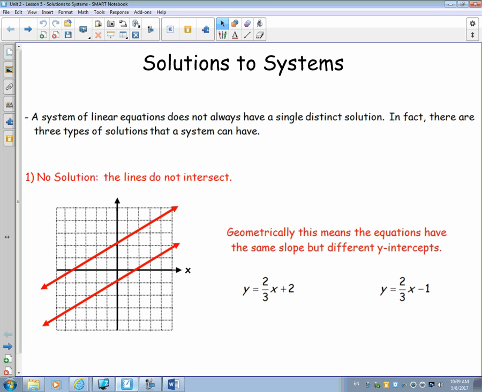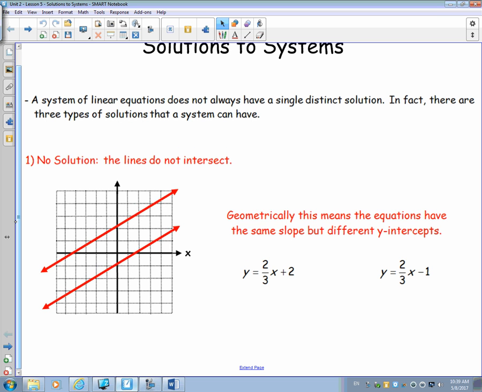Number one, there is no solution. Your two lines never cross. In other words, they are parallel to each other. So they have the same slopes, both 2/3 in this case, but different y-intercepts. If that's true, well, they'll never cross. You don't have to worry about solving it because they can't be solved.